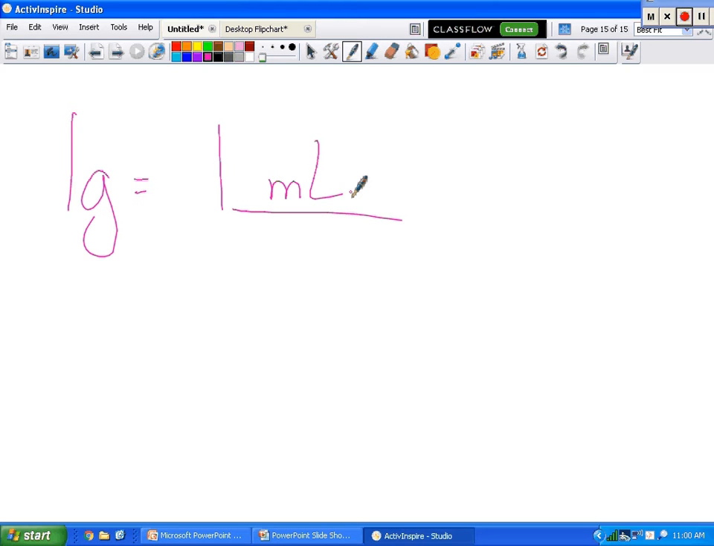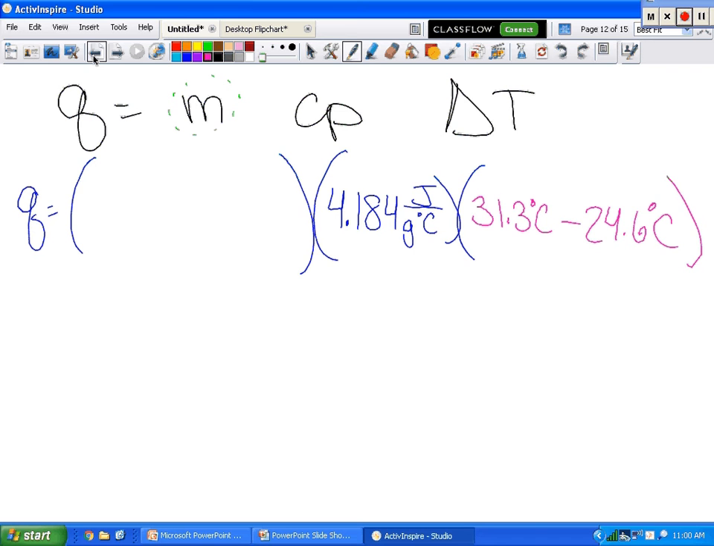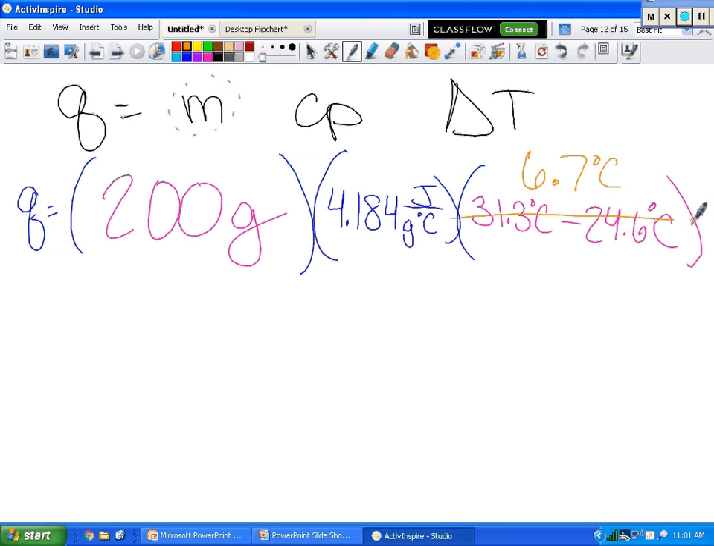Okay, so coming back here, we know it's 200 grams. Okay, real quick, what is the delta T? 6.7 degrees Celsius. Okay, so then it just turns into a simple multiplication problem. Do you agree there's a lot going on in this problem, though? Once you get it in this, it's easy. But getting it in this is the issue.